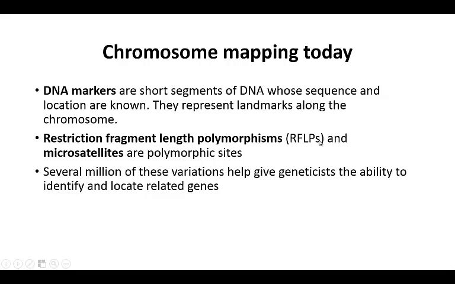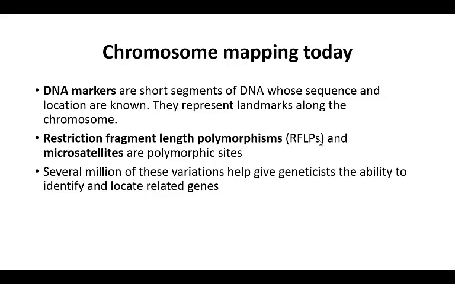So we've moved past that, obviously, now with the dawn of genetic sequencing. And so what we do for chromosome mapping today is we use very expensive machines, but the cost of an individual genotyping or sequencing has gone down dramatically. What they do is they take DNA markers. They're going to be short segments of DNA. We know the sequence, we know the location of them, and we consider them landmarks, or like little signposts.